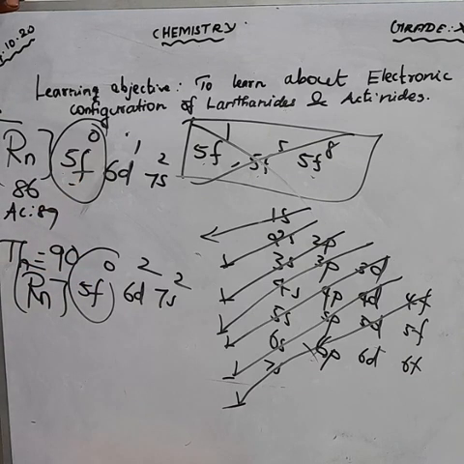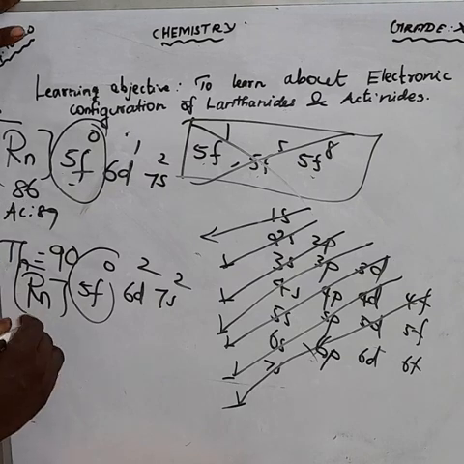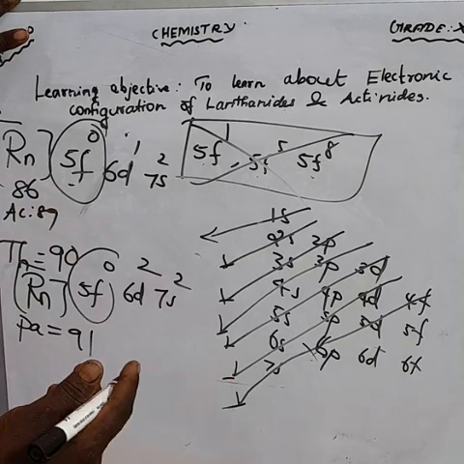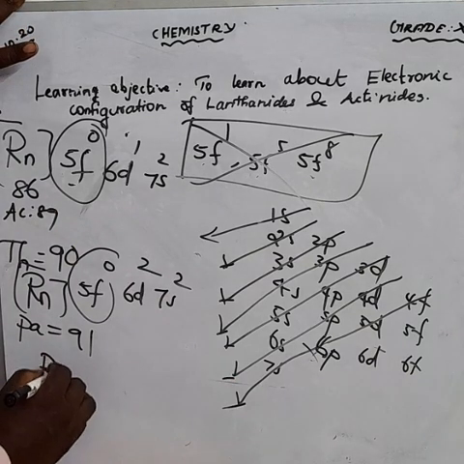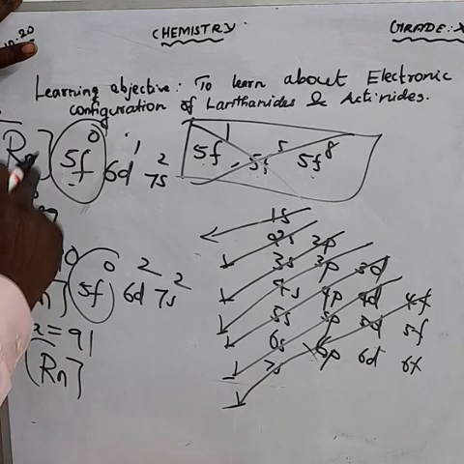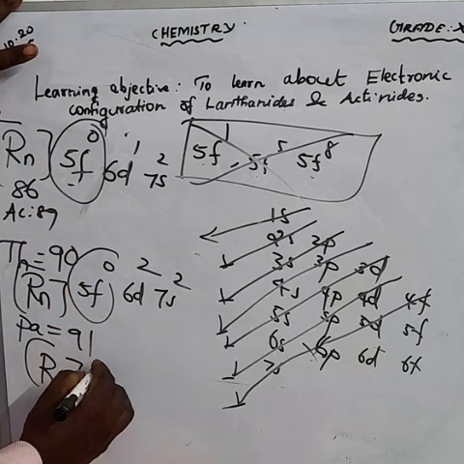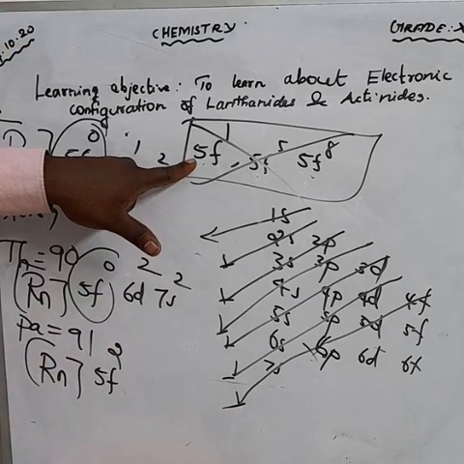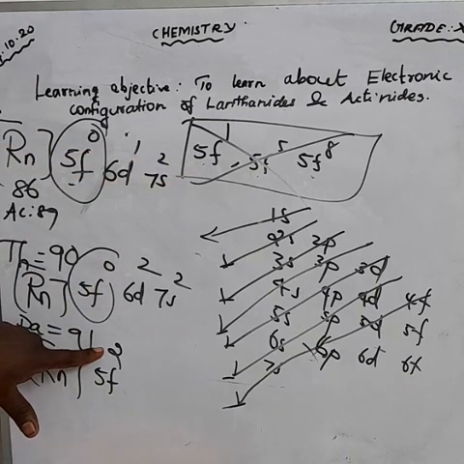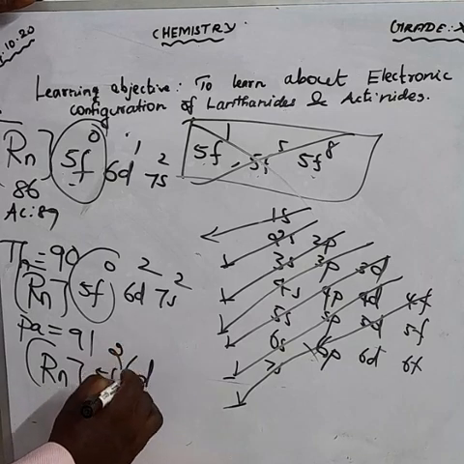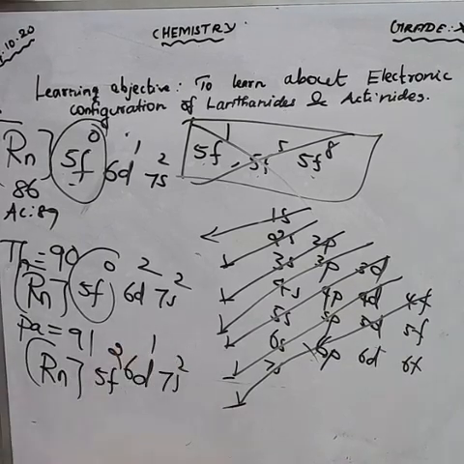Next, the atomic number 91, that is Pa. The element Pa is 91. How will you write the electronic configuration? That is Rn, which goes to 86 over. When we start with 5f2, do not fill 5f1. I told you that we cannot fill 5f1. Start with 5f2, 6d1, 7s2. Okay, like that you should fill.